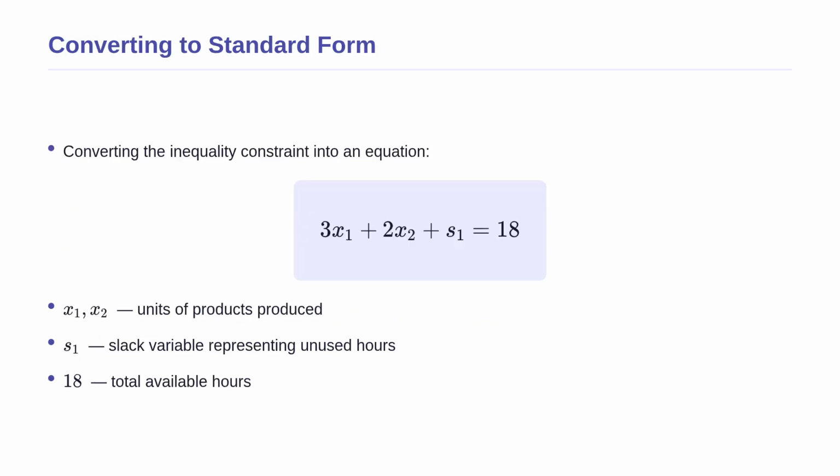Let us see how this conversion looks mathematically. The formula on screen shows a standard equation where a slack variable has been added. Conceptually, this comes from an inequality where 3 times x1 plus 2 times x2 was less than or equal to 18. Here, x1 and x2 are the units of products we are making. The symbol S1 is our slack variable, representing the exact number of hours that go unused. If we produce nothing, x1 and x2 are 0, meaning S1 becomes 18. As we increase production, the slack variable decreases, ensuring the total always balances perfectly to 18.